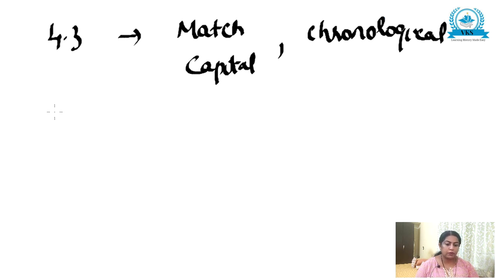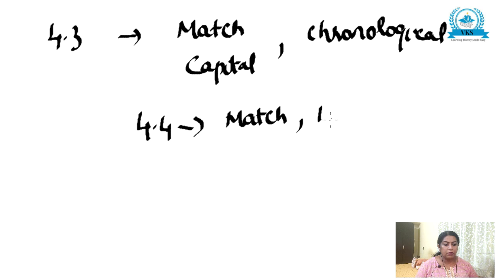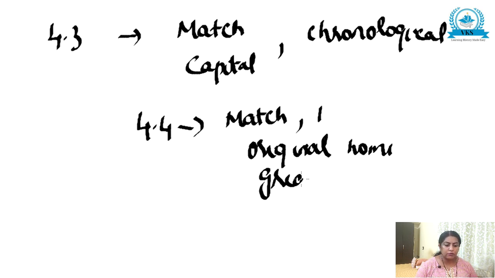So in chapter 4.4, one match the following and one 1-mark question can come from Kushanas. For example, original home of Kushanas, greatest king of Kushanas, capital of Kanishka. All these questions can come as match the following or 1-mark questions.